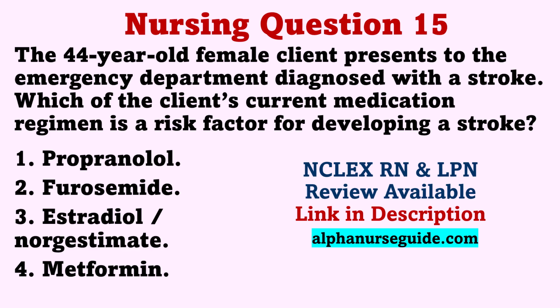Estradiol/norgestimate is a combination hormone used to prevent conception. Combination oral contraceptives have been associated with venous and arterial thromboembolism, pulmonary embolism, myocardial infarction, and thrombotic stroke. Adverse reaction to metformin (Glucophage), a biguanide, is lactic acid buildup, not stroke.